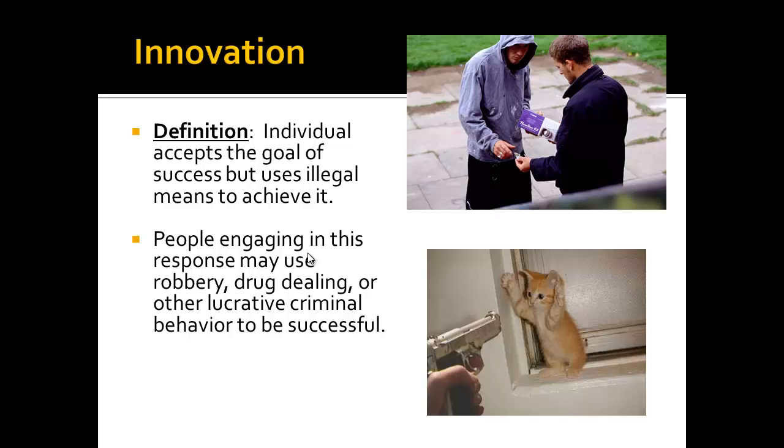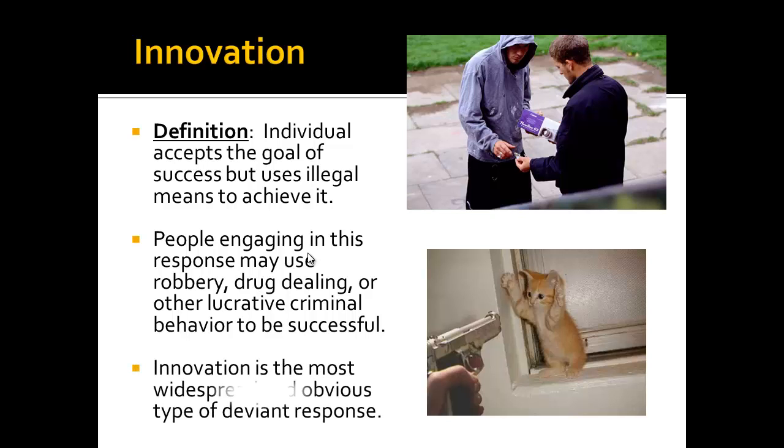They want to get the A, but they don't want to put in the same amount of work. They don't want to study. They don't want to ask for help. And so instead, they just cheat off of someone's paper. That's considered innovation. And this is the type of deviance that we see the most. People that still want to be rich, they still want to be wealthy, but they don't want to go about the legal means of doing it.